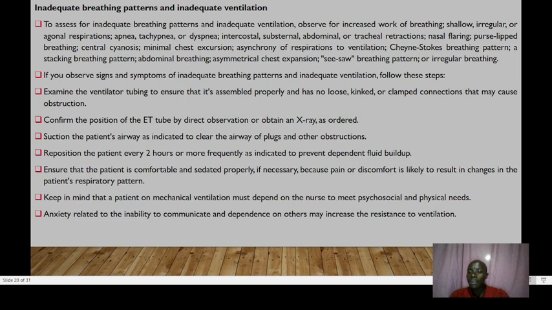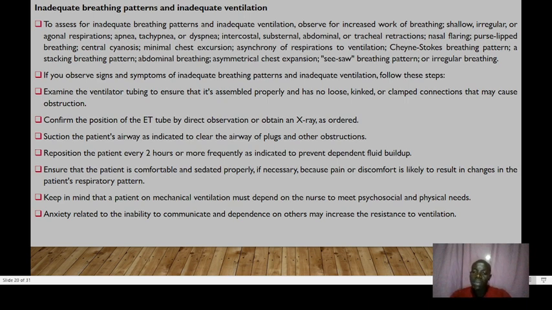You ensure that the patient is comfortable and is sedated properly if necessary, because pain or discomfort is likely to result in changes in the patient's respiratory pattern. So if they're in pain, that could be another cause. Keep in mind that a patient on mechanical ventilation must depend on the nurse to meet psychosocial and physical needs. So you must be there for the patient.